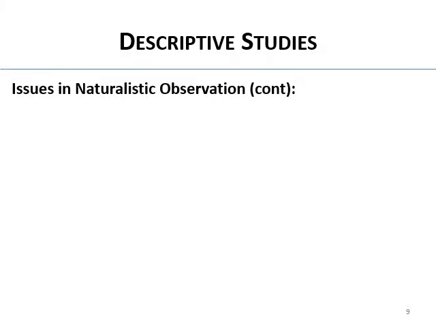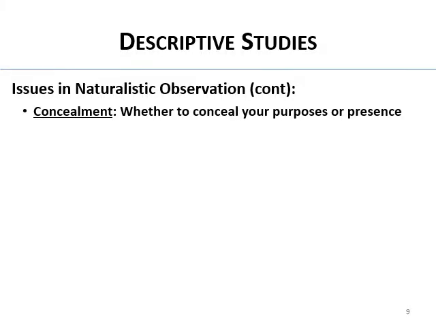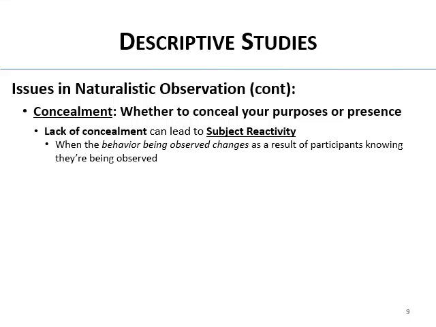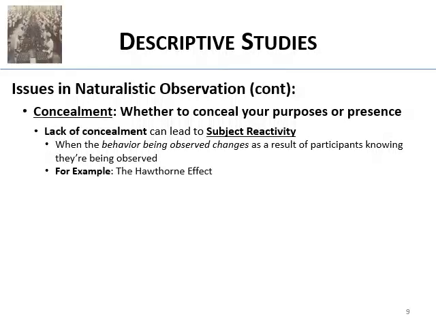So in terms of issues continued for naturalistic observation, there's the whole idea of whether you conceal your purpose or presence, whether you conceal the fact that you're there, whether you conceal the fact that you're there observing them specifically, is an issue you have to wrangle with. If you do not conceal yourself, folks know they're being observed, and it can lead to something called subject reactivity. And that is when the behavior you're observing actually changes because they know they're being observed. Kind of like, oh, do I have an example? Oh, okay, the Hawthorne effect, fine.